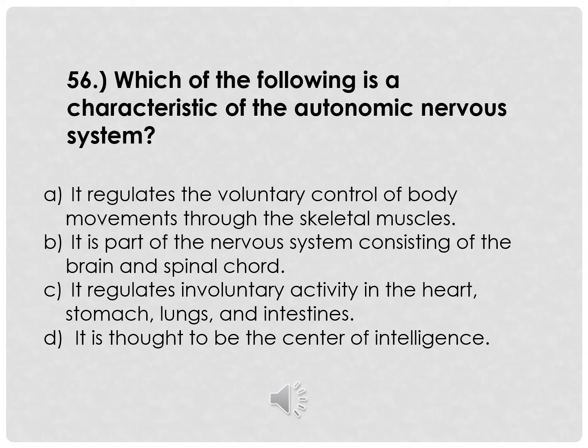Letter C says, it regulates involuntary activity in the heart, stomach, lungs, and intestines. Letter C is the correct answer. It is the autonomic nervous system that regulates involuntary activity of the body. And let's look at D just to check. It says, it is thought to be the center of intelligence. That would most likely be in the brain, which is once again part of the central nervous system.